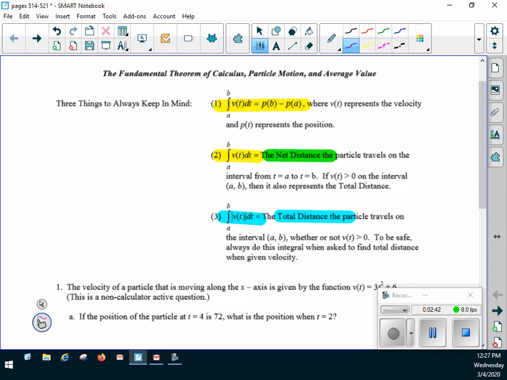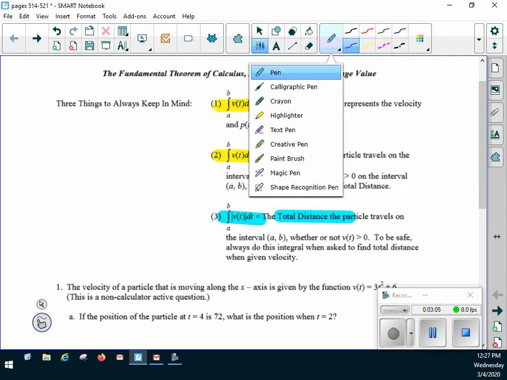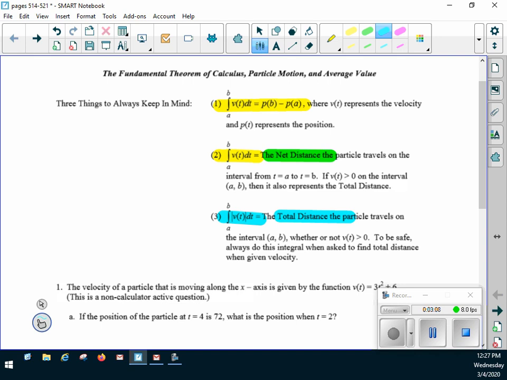So look back at number 3. If you integrate the absolute value of the velocity, you're going to get total distance that the particle travels on the interval from A to B, whether or not the velocity is positive. To be safe, always do this integral when asked to find total distance. Any time that you are being asked to find total distance, I want you to use absolute value. And you say, but Stennett, I know that it's always above the x-axis. Great. But let's not take chances, okay?